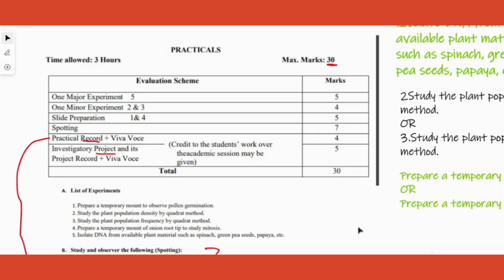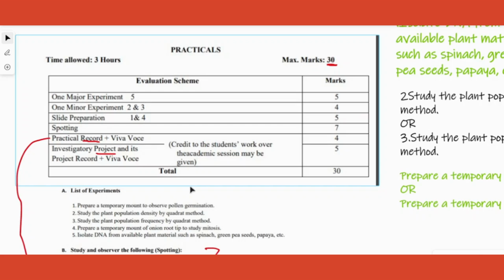For practical, there are certain things that you should know. First and foremost, it is out of 30. It is going to give you 3 hours to complete the procedure, write, and attend your Viva. So you need to be very careful with the time. More than all that, let us see which experiments are coming for your examination.